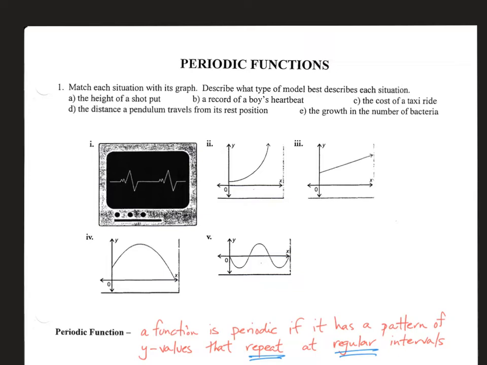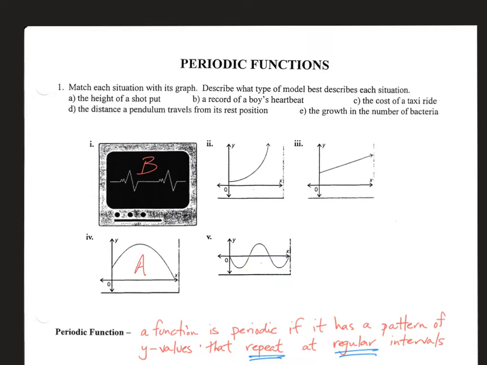Okay, we should be back. If I start off with the first one, which is the height of a shot put, then when we throw a shot put, as time goes on, my height should decrease, but it means that at the beginning there was probably an increase. We should be looking at that as representing A. If we look at a record of a boy's heartbeat, I'm going to say if we struggled to get this one, we may struggle today. That one should be our B.